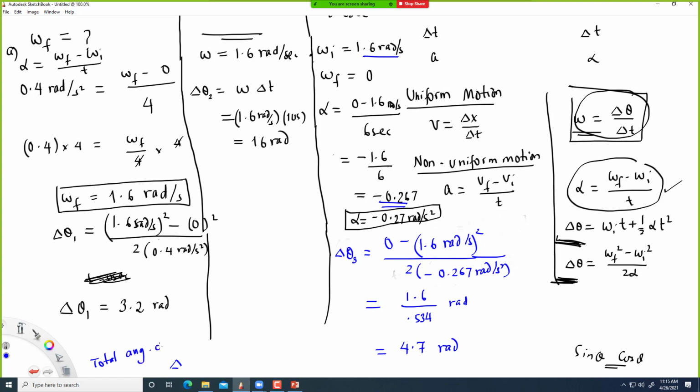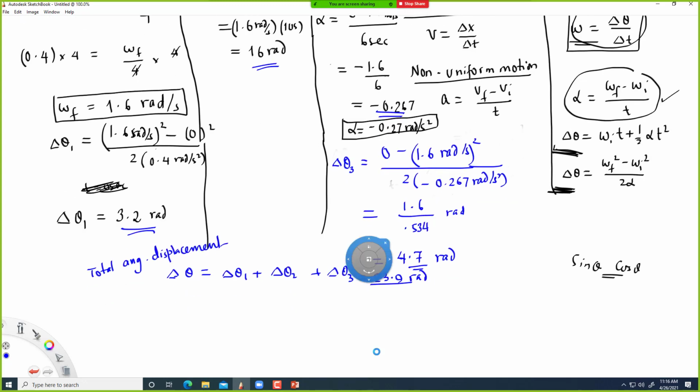Okay. So total angular displacement, delta theta, is delta theta 1 plus delta theta 2 plus delta theta 3. So add that, and that. So that would be 20.7, 23. Is that 29.7, 29.2, or 23.9? Is that right? 23.9? Okay. So that's number 3.